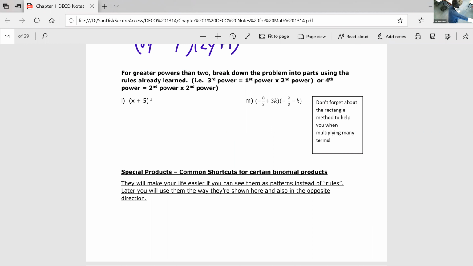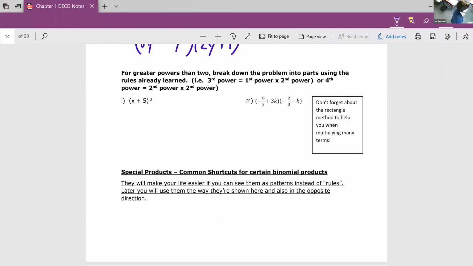Now, fractions could be there. You're probably not going to see them very often. Don't let them freak you out if you do see them. But I want to point out what this means. What do you think you would do if you had x plus 5 in parentheses raised to the 3rd power?